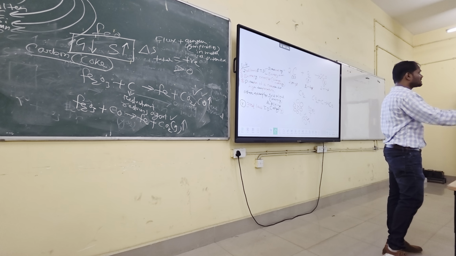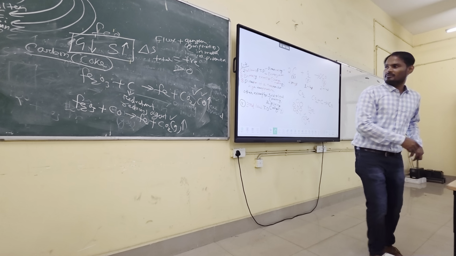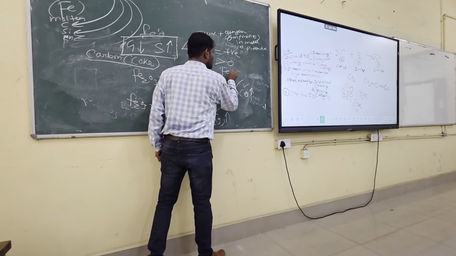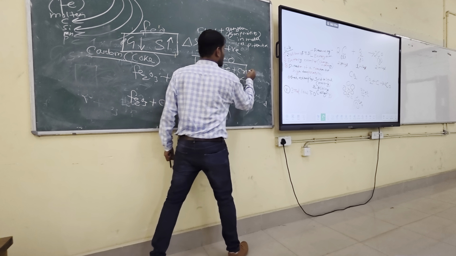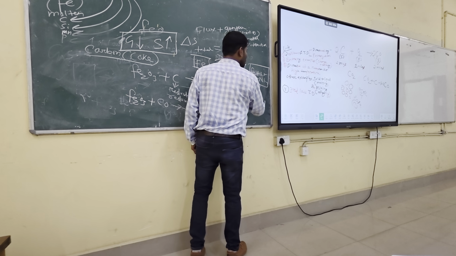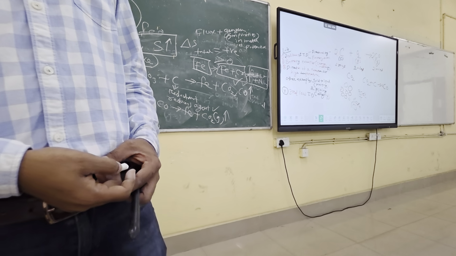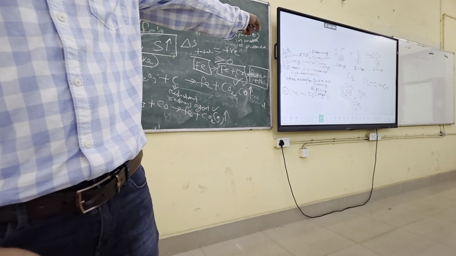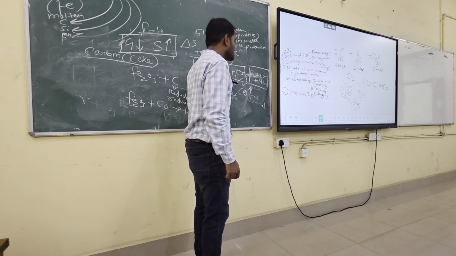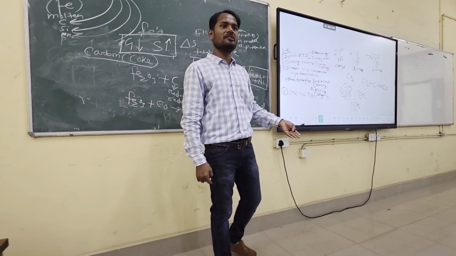Let me give an example. If I have iron only, and I have iron plus chromium, and I have iron plus chromium plus nickel. Can you tell me what happens to the configurational entropy in this direction? Increases. More configurations or more arrangements are possible, right? But here configurational entropy is zero. It increases, and further increases if I add another alloying element. Further, configurational entropy will increase.